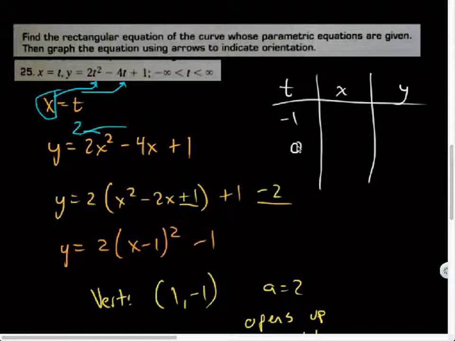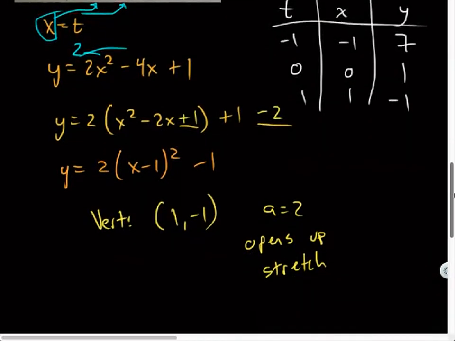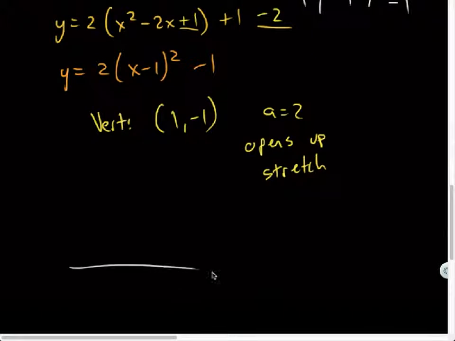So let me just pick a few points here. For x, I'd have -1, 0, 1. For y, plug in -1, -1 squared is +1, times 2 is 2, plus 4, 6, that's 7. Plug in 0 for x, that's 1. Plug in +1, 1 squared, 2, minus 4, -2, plus 1, it's -1. I believe. So putting in only 3 values for t will be acceptable.